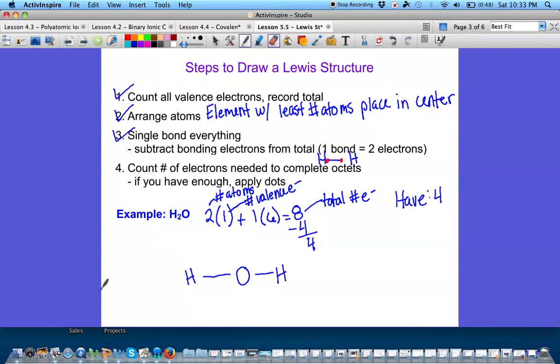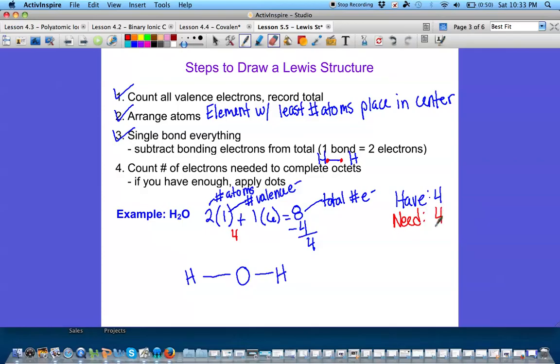Next, we need to count the number of electrons needed to complete the octets. So every atom wants to have 8 electrons except for hydrogen. Hydrogen only wants to have 2 electrons. So hydrogen is always going to be taken care of when it has a bond. So we're going to look here at oxygen. Well, oxygen has 2 electrons here and 2 here that it is sharing with each of the hydrogens. So it has a total of 4. So oxygen needs 4 electrons. So we have 4 and we need 4.